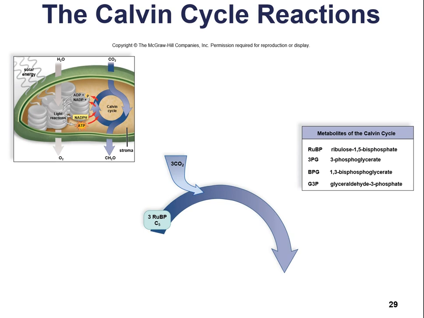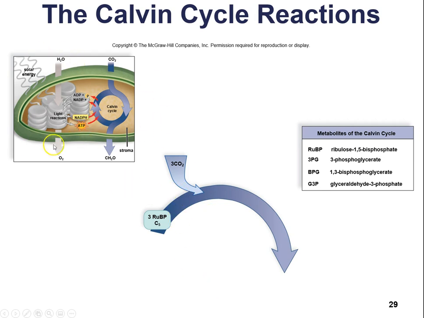One thing to point out too is that you need 3 turns of the cycle to have a net gain of 1 G3P, and that's why you're seeing 3s here. It's not something to worry about or fixate on. Let's just understand the main process here. But that's the reason why you're seeing 3s. So 3 turns of this to generate 1 G3P, and you're going to see that come out over here. I just wanted to point that out in case you were wondering why.